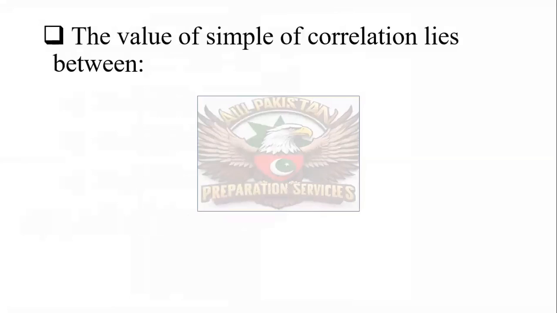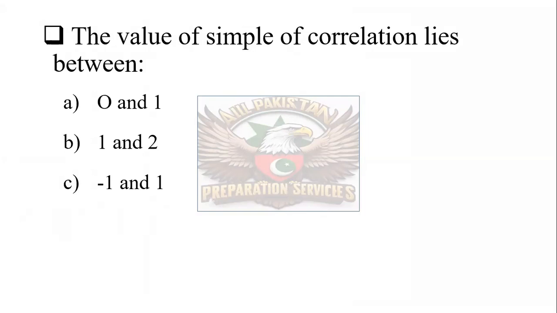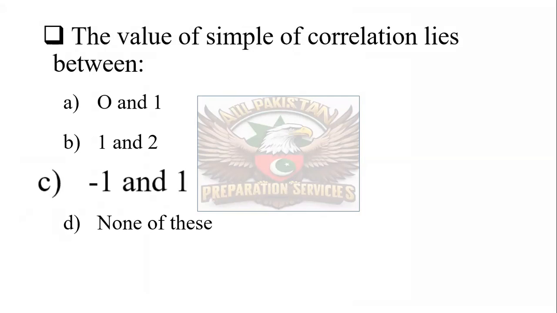The value of sample correlation lies between 0 and 1, 1 and 2, -1 and 1, and none of these. And the correct one is -1 and 1. Value of sample correlation lies just between -1 and 1.